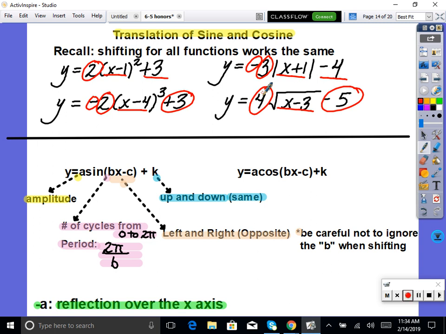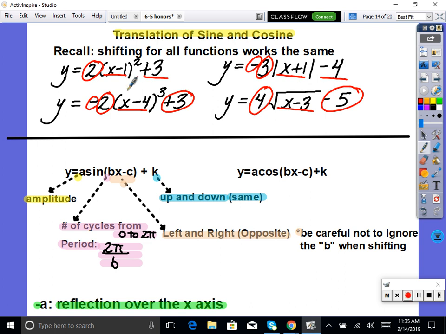So let's look at this. A is our amplitude, which is also the stretch or compression. B we've already seen is the number of cycles from 0 to 2 pi, which helps us find our period, the length of one cycle, which is 2 pi over B. And now we're just going to add in a shift left and right. This is our shift left and right. We go opposite, just like we do in all these examples. This plus k is added on the outside, just like with all these examples. It's shifting up and down, and the sign stays the same. So nothing new, because we've learned all this stuff before.